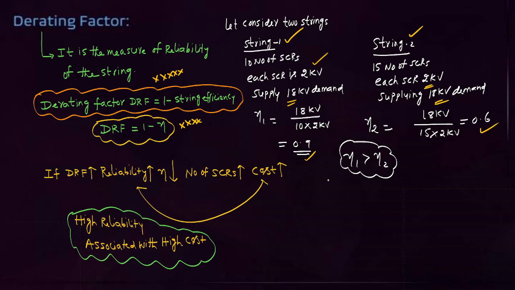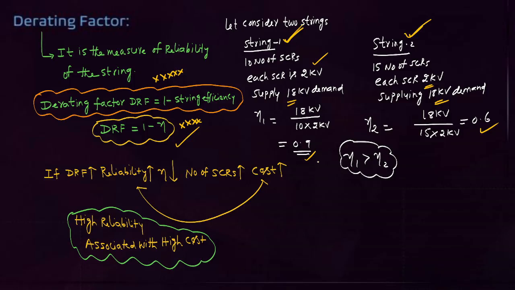But which is more reliable, sir? String 2 is more reliable because it is not fully utilized. If it is not fully utilized, it can work for a long time. If the string is fully utilized, it cannot work for a long time. Derating factor is reliability, reliability in the sense of lifetime. Which string can work for a long time? String 2, because it is less utilized. That's why efficiency and derating factor are exactly opposite. That's why derating factor equals 1 minus string efficiency.